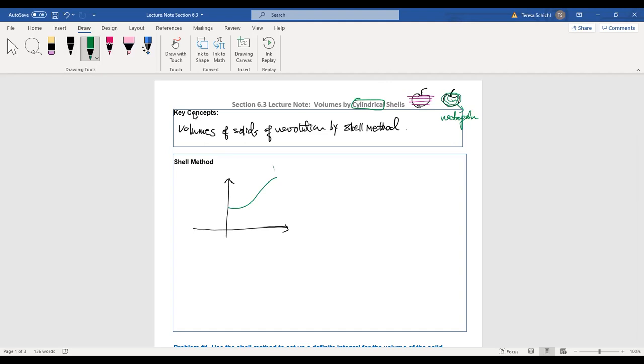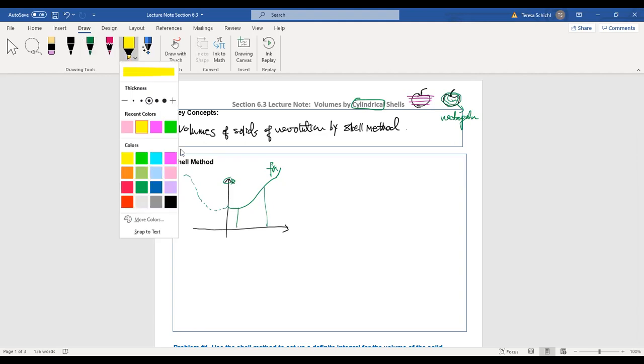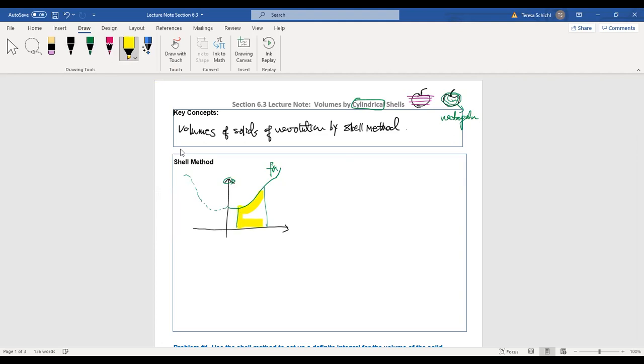So this is my function, f of x. Let's say I'm rotating around the y-axis here. Just like we did before, you kind of go like this, right? And if this is the area, the region I'm looking for, that's the region I'm going to rotate. Right, so this is the region I'm going to rotate here.